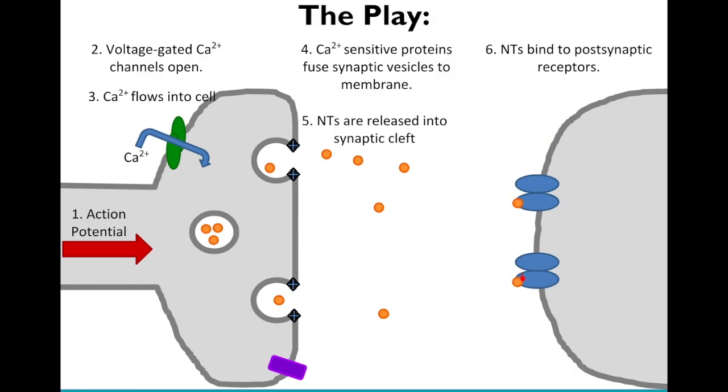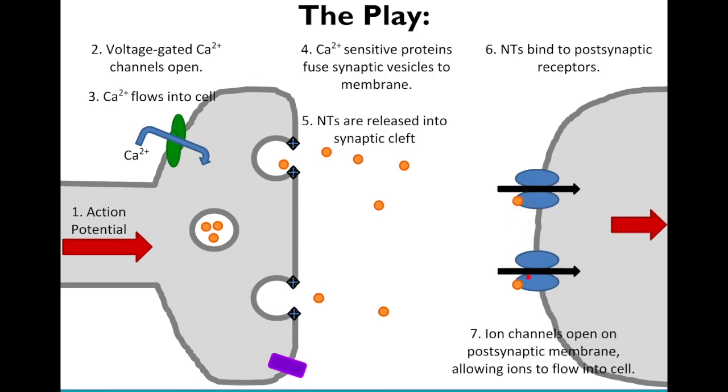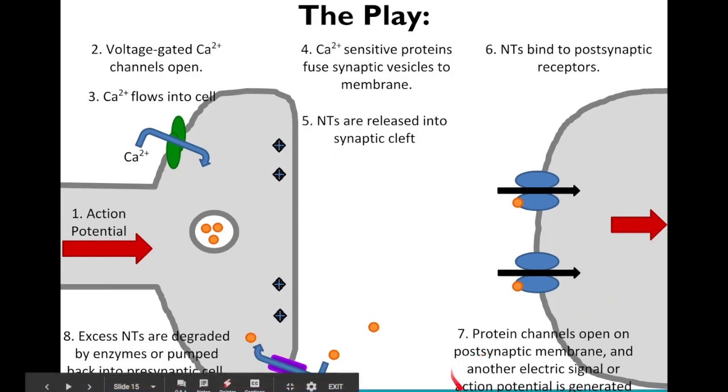And they will bind to receptors, or proteins, on the postsynaptic cell. So these receptors receive this chemical signal. And once they bind, ion channels will open on the postsynaptic membrane, and ions will get into the cell. And a new electric signal will be generated. And finally, extra neurotransmitters, or excess neurotransmitters, are degraded, or they are brought back into the presynaptic cell.